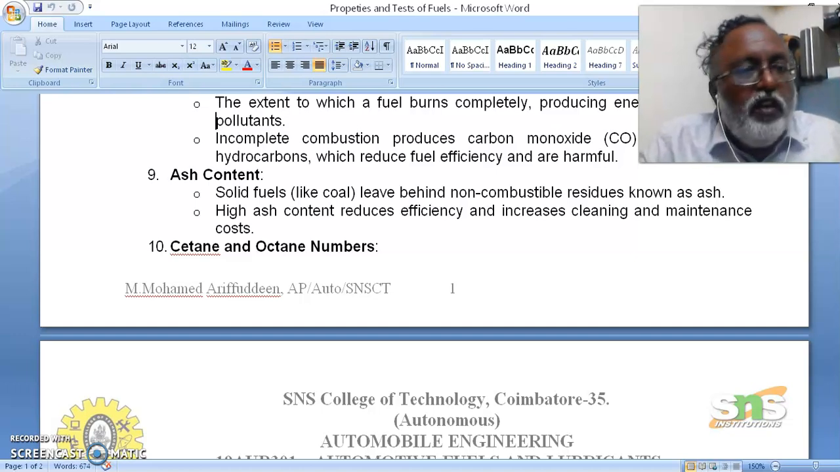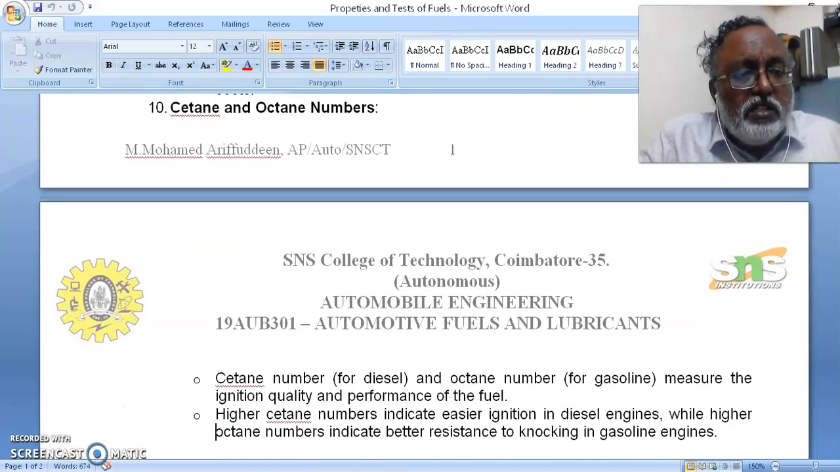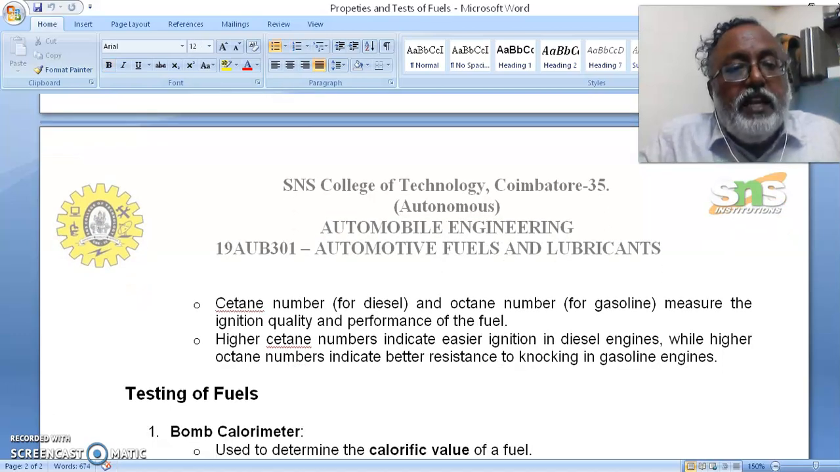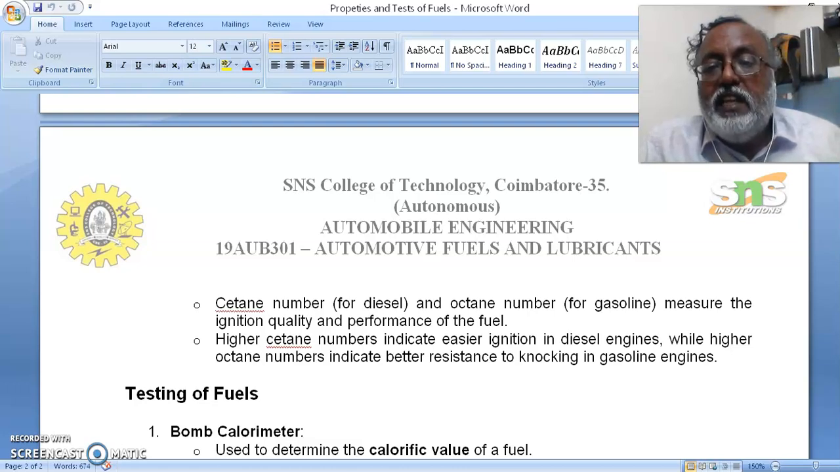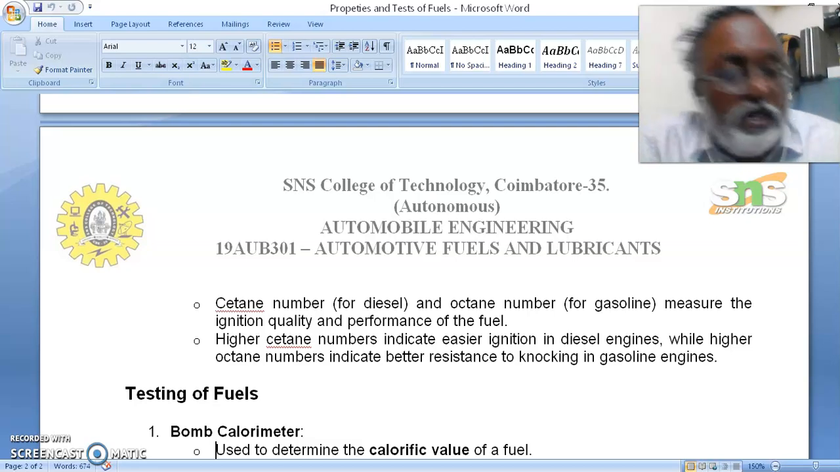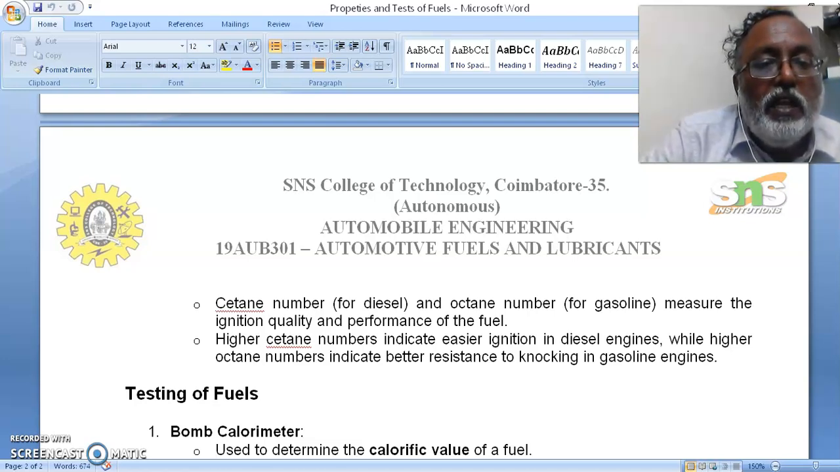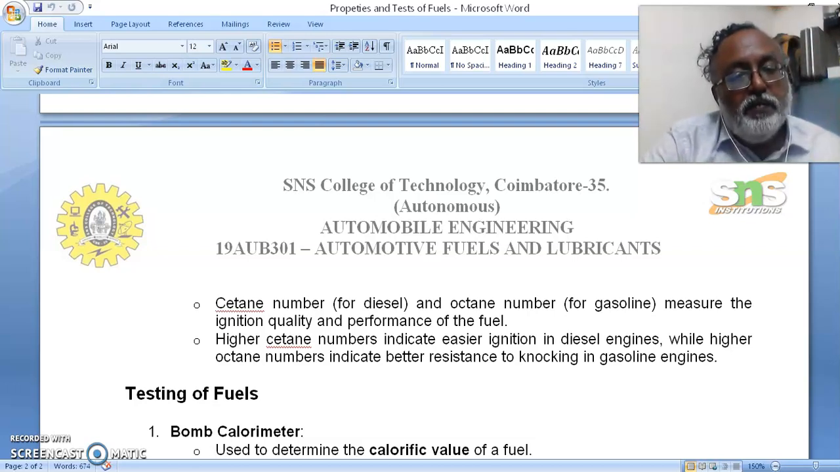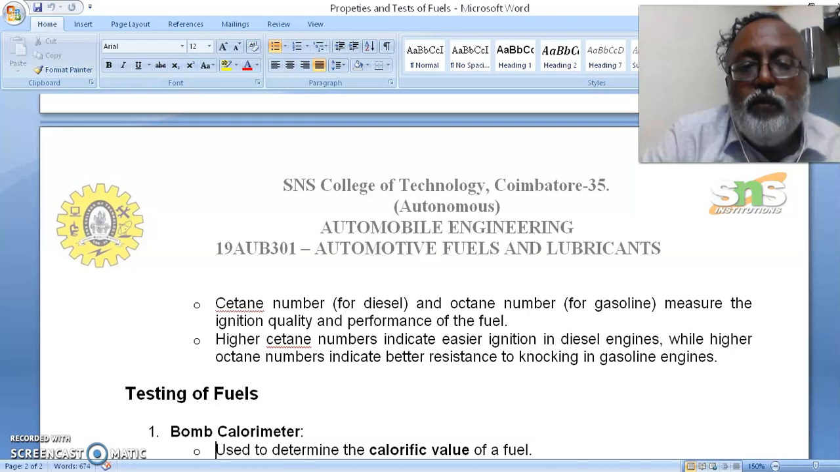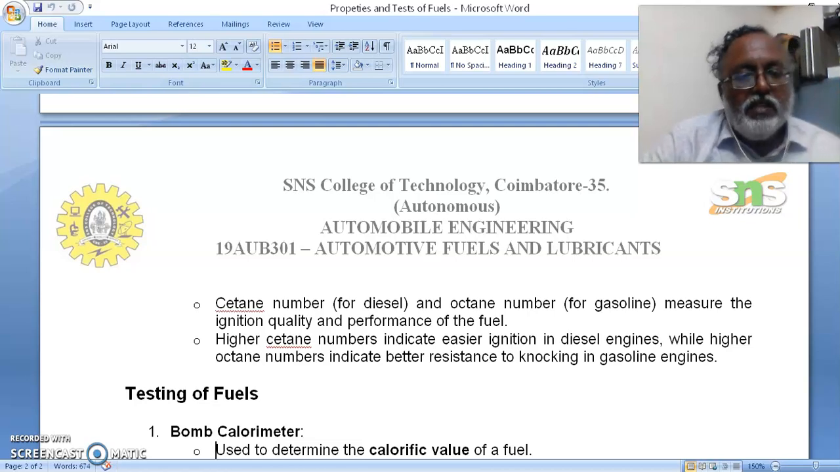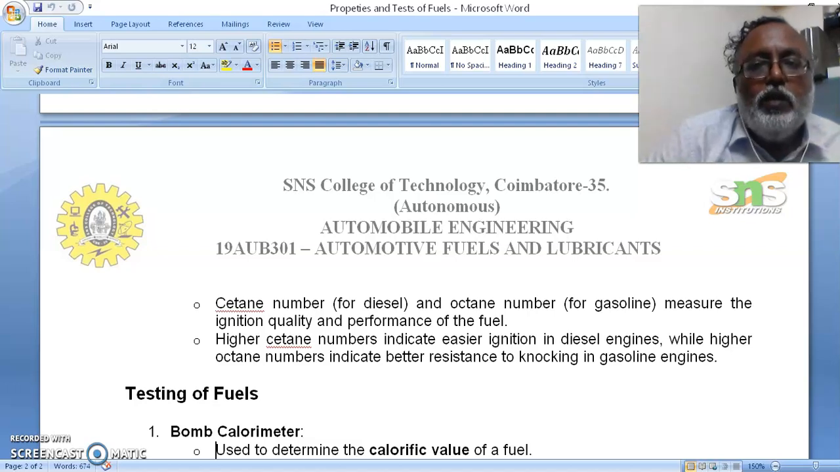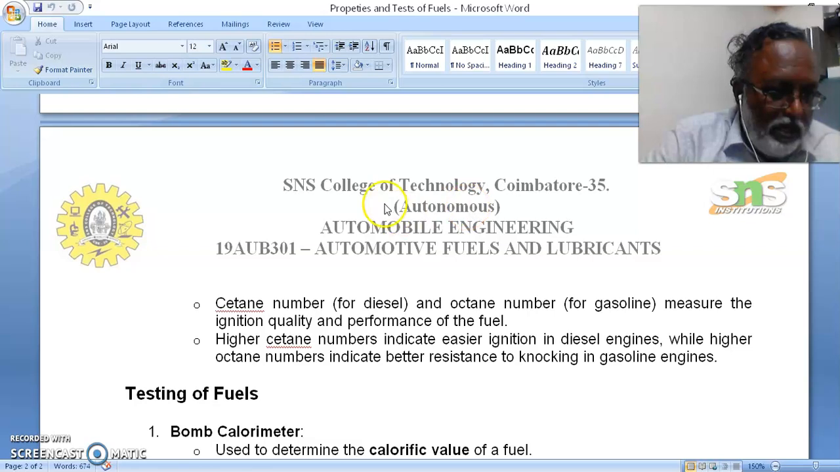The tenth property of the fuel is cetane and octane numbers. The cetane number for diesel and the octane number for gasoline measure the ignition quality and performance of the fuel. A higher cetane number indicates easier ignition in a diesel engine, while a higher octane number indicates better resistance to knocking in a gasoline engine. It means the cetane number should be higher in diesel engines and the octane number should be higher in gasoline engines.